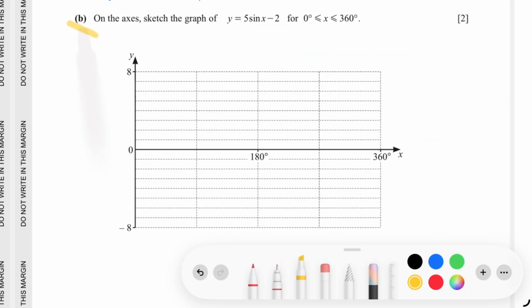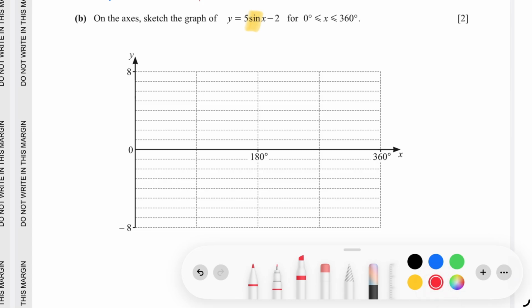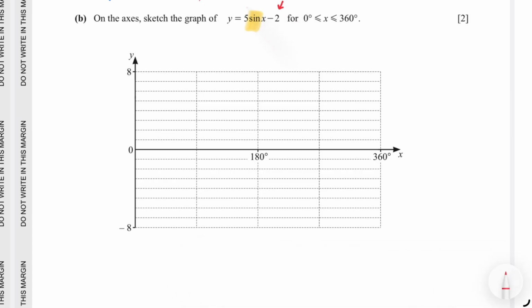Question 5b. On the axis, sketch the graph of y = 5 sin x - 2 for x from 0 to 360. Now, for this question, you need to start with the basic sine graph, and then we will apply the changes that we have over here, which is negative 2 and 5.